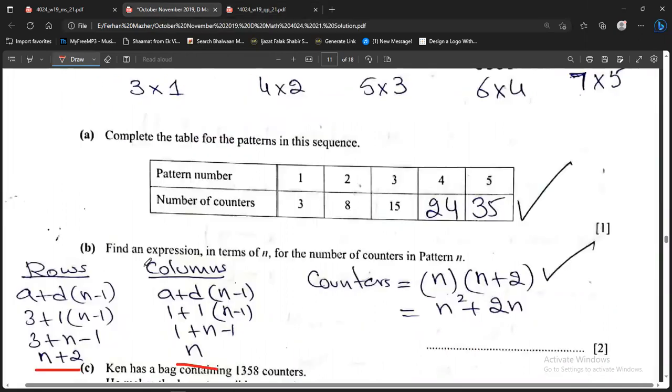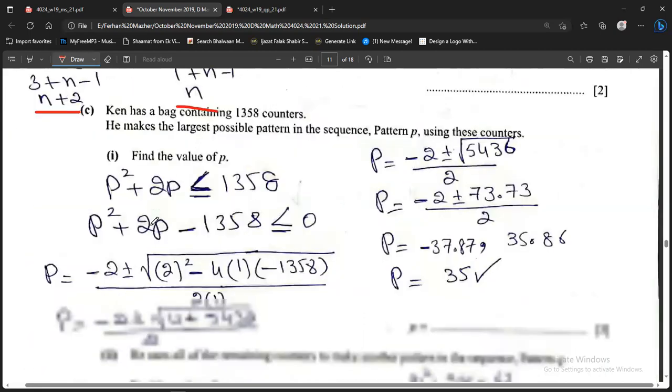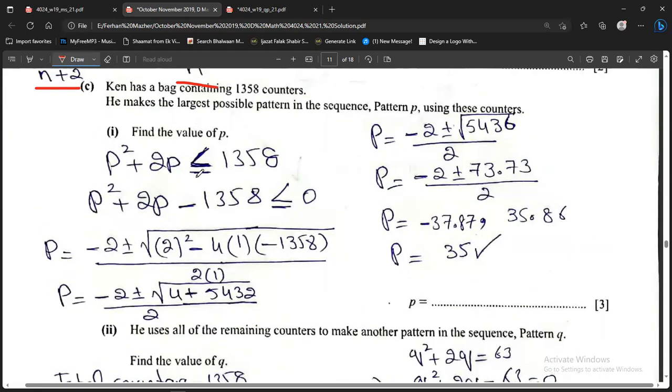Okay. So P square plus 2P is less than or equal to 1358. Bring this to the other side. So it is P square plus 2P minus 1358. So I will solve it. So the P value should be... I applied the quadratic formula here.